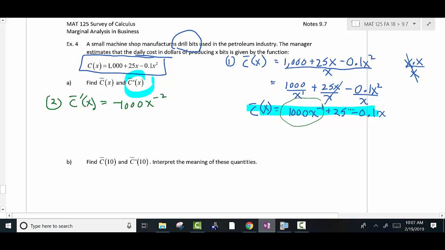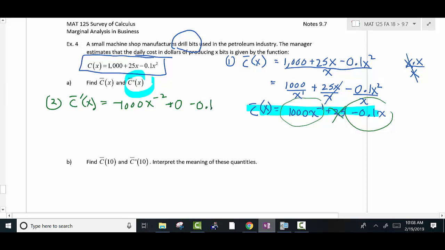Okay, what's the derivative of 25? 0. And what's the derivative of negative 0.1x? 0.1. Negative 0.1, the number in front. Okay, all right, so we got, the derivative rules that we've learned so far apply to that.